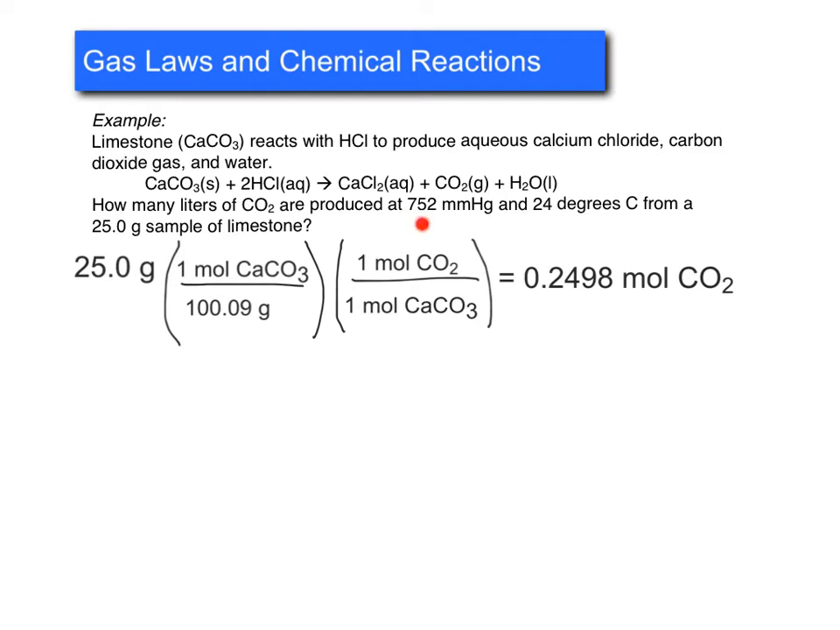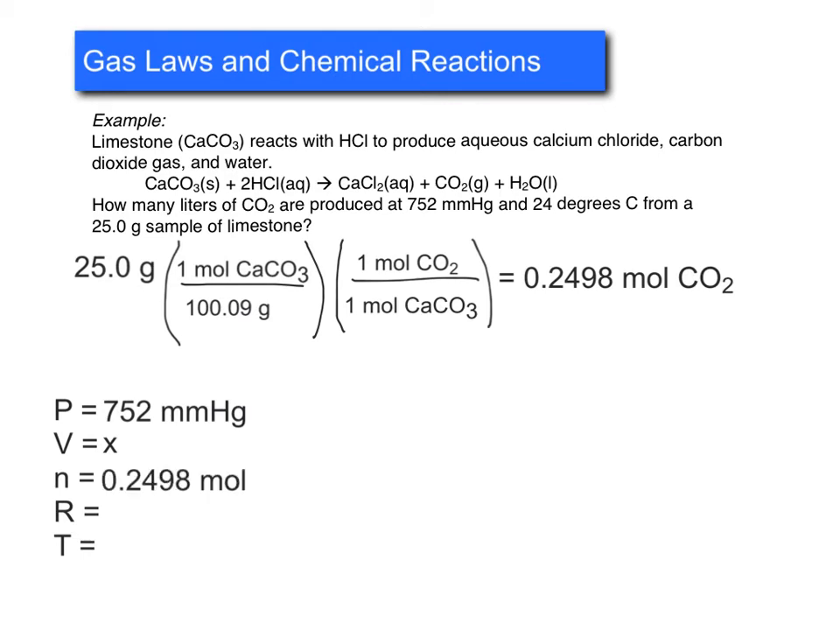In this case, our pressure and temperature are not STP, so we're going to have to use the ideal gas law to get to the volume. Let's write out P, V, n, R, and T. Our pressure is going to be 752 millimeters of mercury, given in our problem. Our volume is what we're trying to find, how many liters of CO2, so that's going to be X. n, the number of moles, is what we just calculated, 0.2498 moles. R, in this case, is going to be 62.4 because we have millimeters of mercury for our pressure. And T is given as 24 degrees Celsius, which we have to convert to Kelvin, and it'll be 297 Kelvin.